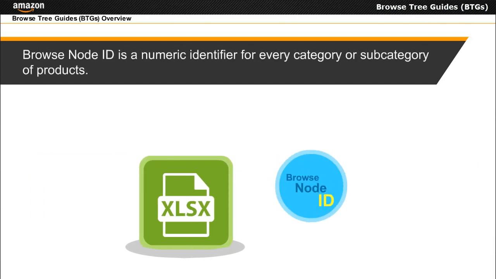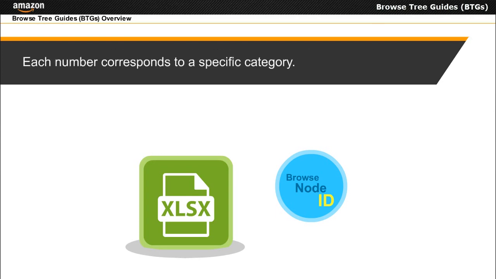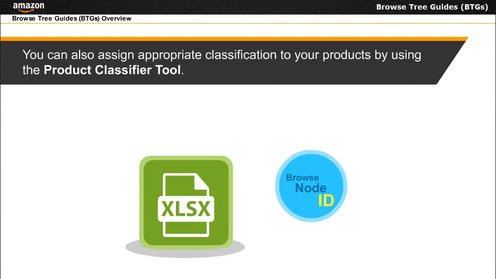Browse node ID is a numeric identifier for every category or subcategory of products. Each number corresponds to a specific category. Browse node is an important way to properly categorize products. You can also assign appropriate classification to your products by using the Product Classifier tool.